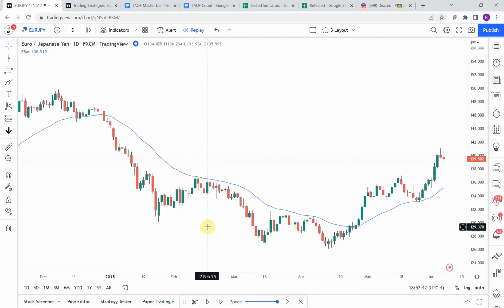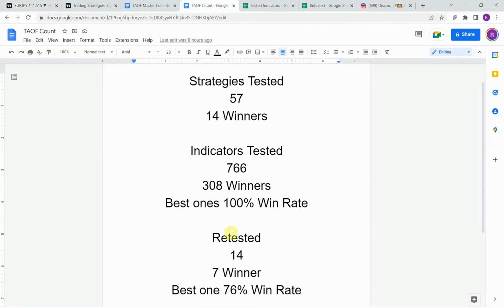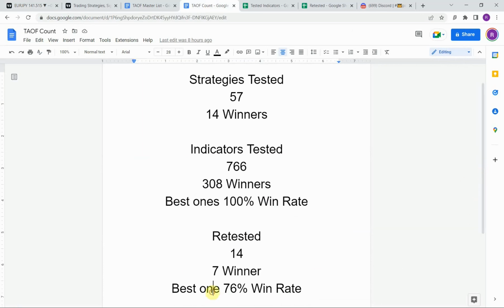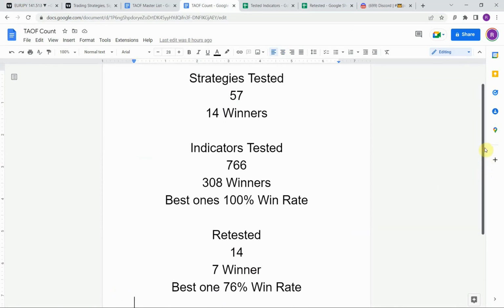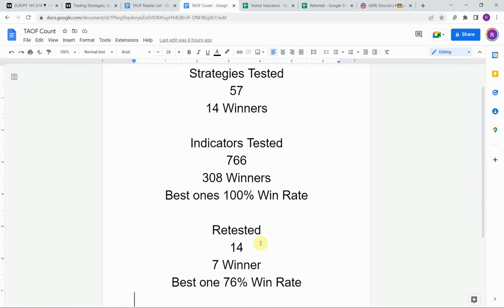Alright, as I said, today we will be taking a look at an advanced testing of the exponential moving average. Before we do though, I wanted to put the testing scoreboard up for everyone to see. So to date, we have tested a total of 57 different strategies, with 14 of them being profitable. We've also tested a total of 766 indicators, with 308 of them being winners. The best ones so far were able to achieve a 100% win rate.